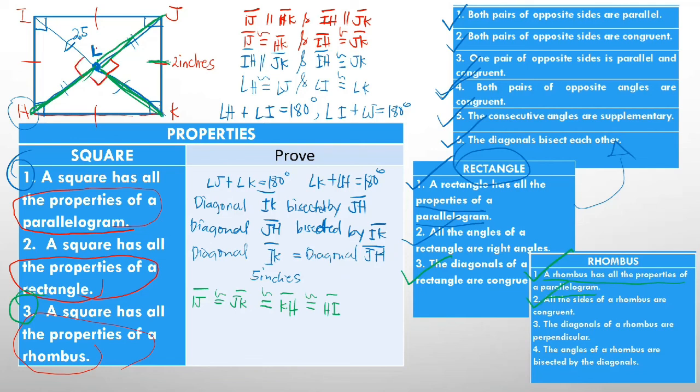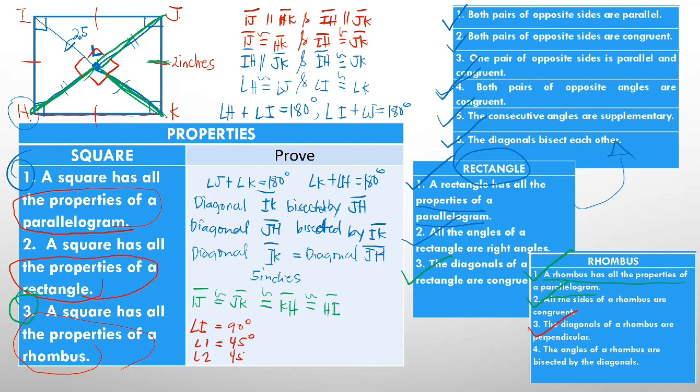Okay, next is, we have number 4. The angles of a rhombus are bisected by the diagonal. So, ibig sabihin, yung angle I natin, angle J, angle K, angle H, it was bisected. So, ibig sabihin, if angle I, J, K, H natin is equal to 90 degrees, and it was bisected, then yung angle I natin has 90 degrees and has angle 1 and angle 2, which is equal to 45 degrees since it was bisected. So, angle I natin yan.